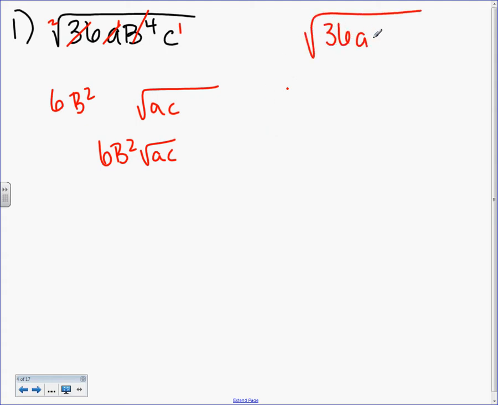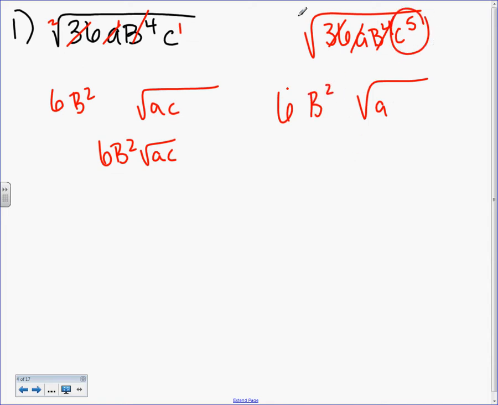Let's do the actual question you have. 36a b to the 4, c to the 5th. Man alive. So just kidding. You don't have to erase anything. Just watch it. So we still have this is a 6. This still stays under as an a. This still comes out as a b squared. None of that's new. That's the same as before.